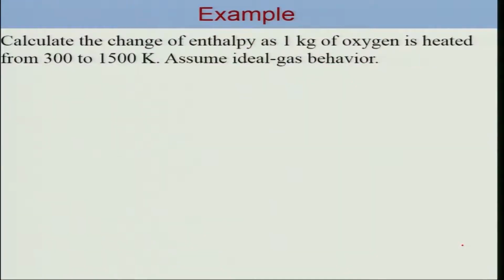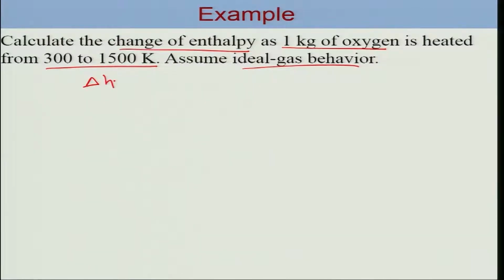So let's do an example here, and let's make use of the last lecture summary, the different ways to calculate the change in internal energy and enthalpy. This is an example to calculate the change of enthalpy for 1 kg of oxygen which is heated from 300 K to 1500 K, and we have to assume ideal gas behavior. As I said, there are different ways to calculate, so we will try two ways here.